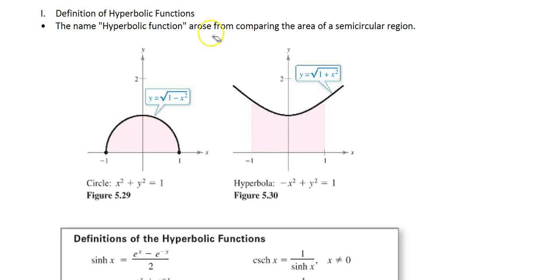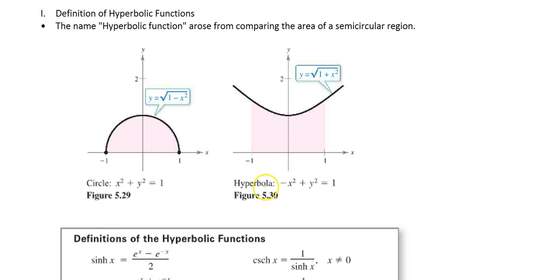So hyperbolic functions arise from comparing the area of a semicircular region to the area of a hyperbola. A semicircle looks like this. y equals the square root of 1 minus x squared would be one example. The circle would be x squared plus y squared equals 1. And this hyperbola here, or half of the hyperbola, would be y equals the square root of 1 plus x squared, where the hyperbola was negative x squared plus y squared equals 1.